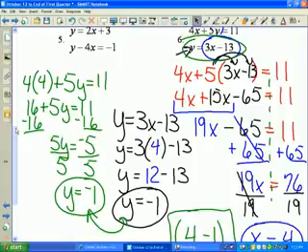Okay, so let me clarify that one. So if you got a weird answer and someone else got a right answer, and you're like, how'd you get that? I used this equation. It doesn't matter which equation you use. You should get the same answer.